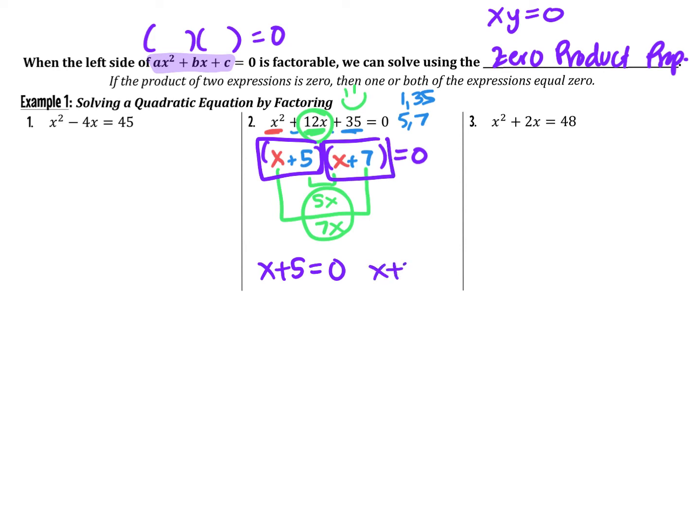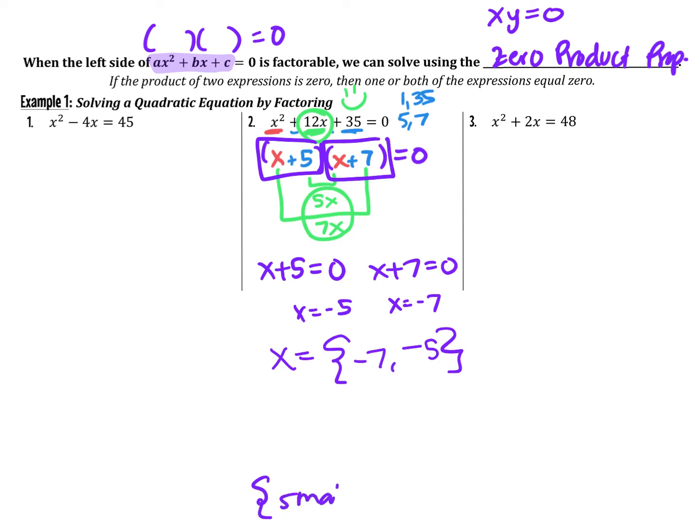And when I do that, I'm going to get, in this case, two solutions. So this is going to be x equals -5. This is going to be x equals -7. The way that I would like you to write your final answer is using set notation with the smaller number first, and then comma, the larger number. If there's only one number, then inside your set notation, you would just have that one number. If there is no real solution, then you won't have anything inside your set notation. The empty set would be your answer.